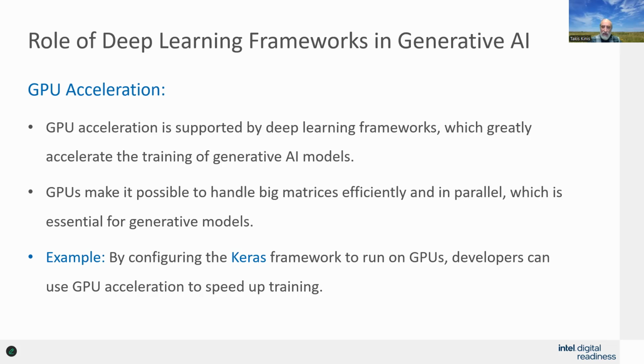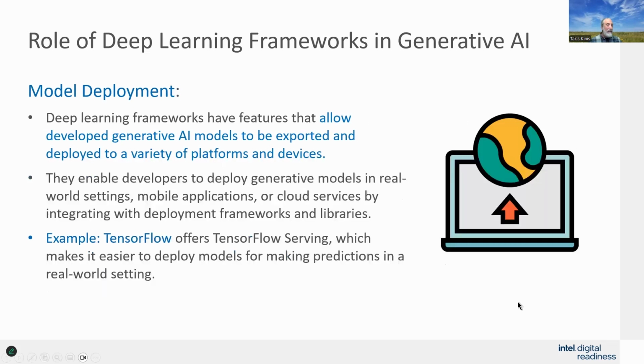It says by configuring the Keras framework, for example, to run on GPUs, developers can use GPU acceleration to speed up training. So if you have machines that are capable of doing that with the right GPUs, you can speed up your AI development. Okay, so yeah, another driver of today's revolution.